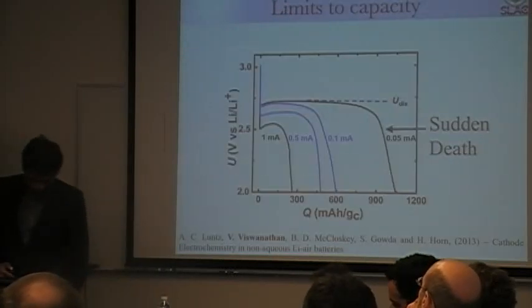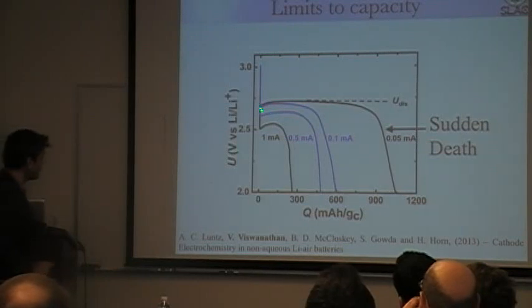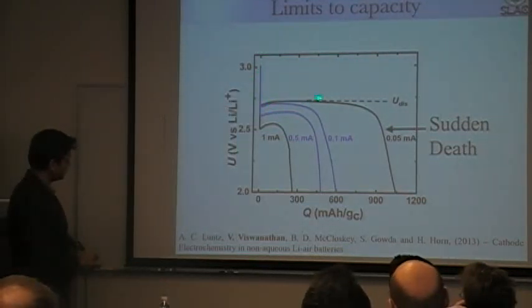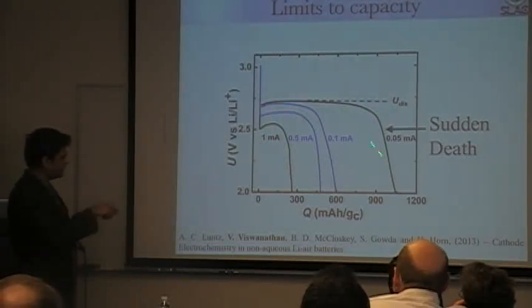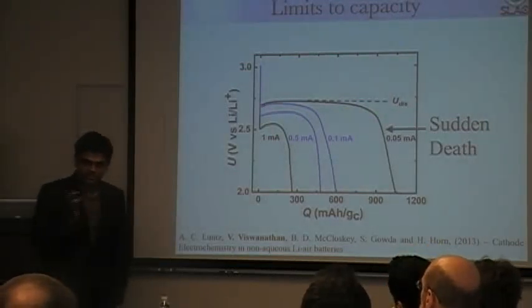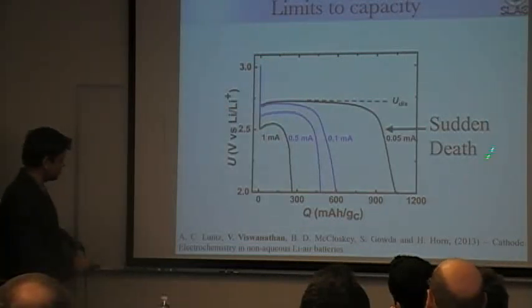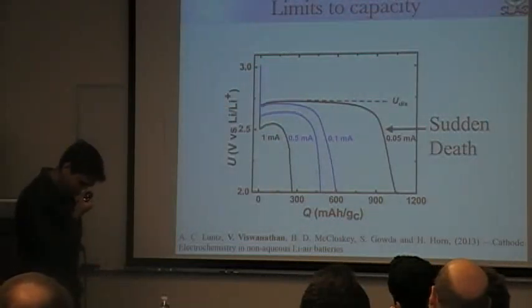And so here is the following observation. This is what happens when you discharge this battery. You discharge this battery, it runs reasonably well, then it suddenly dies. It just suddenly dies. So what is the reason for this term, sudden death?